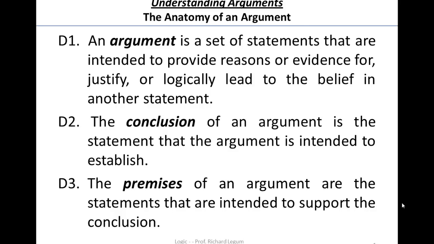And finally, D3, the premises, those are the reasons. The premises of an argument are the statements that are intended to support the conclusion. That is, they are the reasons.